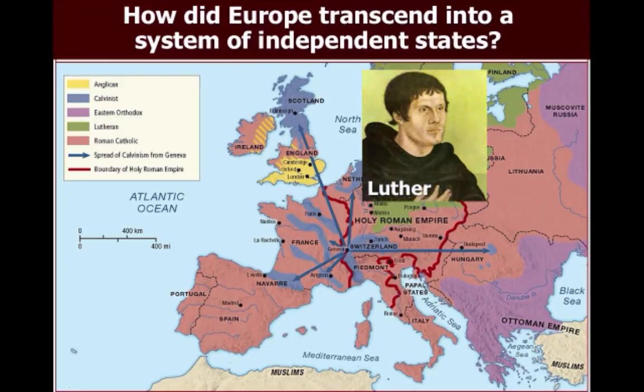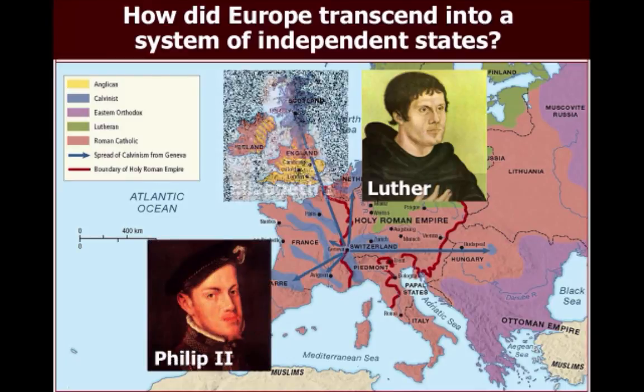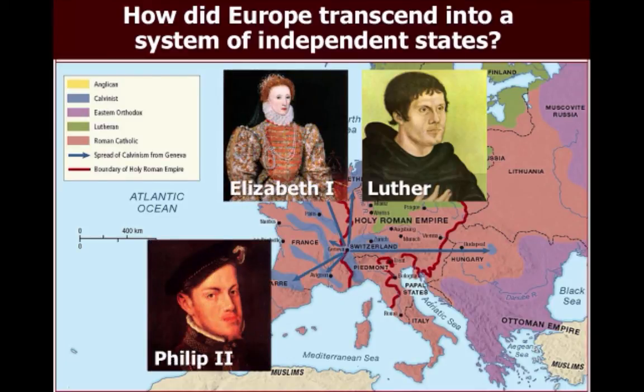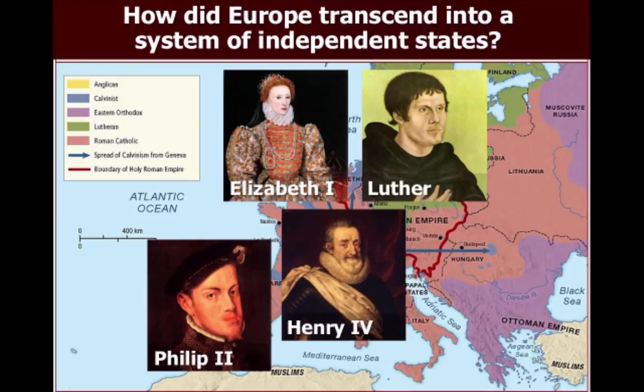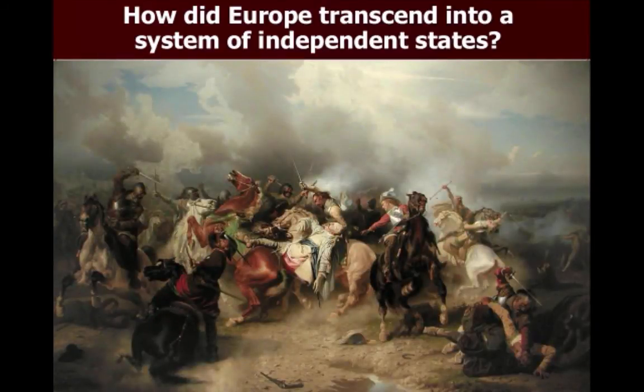To sum up and briefly explain how Europe transcended into a system of independent states, the Protestant Reformation led to a series of revolts, rebellions, and revolutions in the early 16th century. Europe was thrust into an era plagued by wars of religion between rival states such as Spain and England. But fighting also erupted within states such as France. The violence spread throughout the continent and culminated into the destructive 30 Years' War, mostly fought within the Holy Roman Empire.